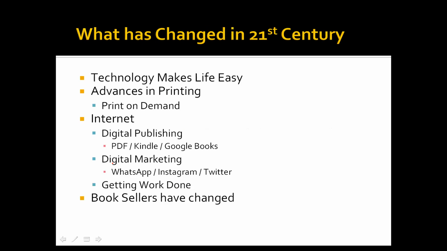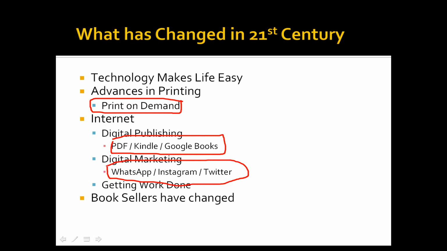So now what has changed? I want this to be the take-home message for today, because today there is advancement in technology at every stage. For example, there is print on demand. So you need not print 1,000 copies. You can print even 12 copies, 24 copies, 48 copies. Then you have got the internet. Internet has various benefits. First, you can publish your book digitally. Second, you can market your book digitally. You can market it on WhatsApp, Instagram, or Twitter.